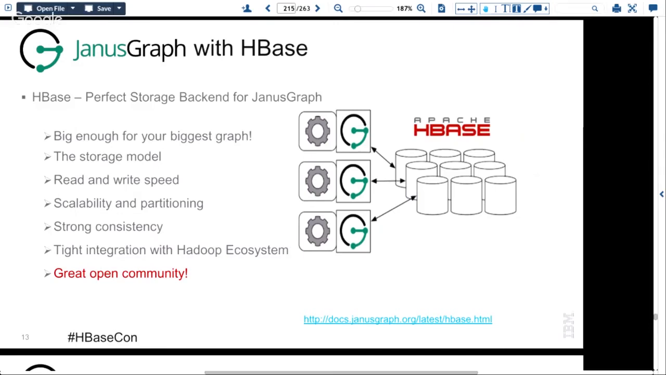on the edges. And the storage model, we've talked about the storage model. It's just tailor-made for HBase. It's schemaless. You can add relationships, which basically you're adding columns to the row. And it's scalable. It's strongly consistent. And the last but not the least is a great open community.